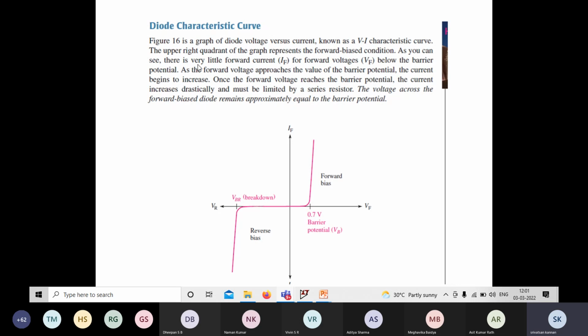As you can see, there is little forward current for a forward voltage below the barrier potential. As the forward voltage approaches the value of the barrier potential, the current begins to increase. Once the forward voltage reaches the barrier potential, the current increases drastically. So we are going to plot the same characteristics in LTspice.